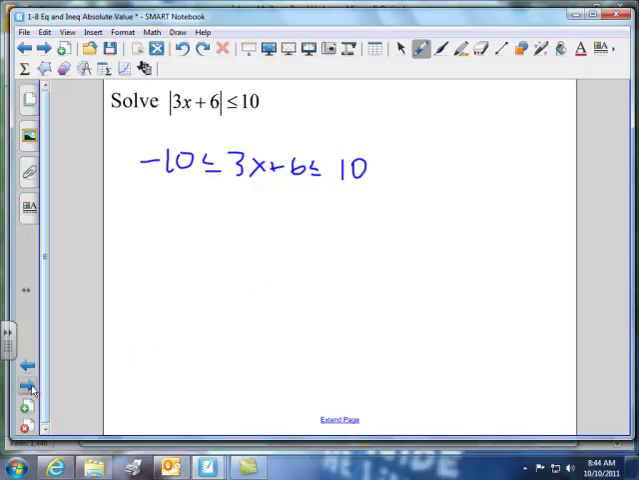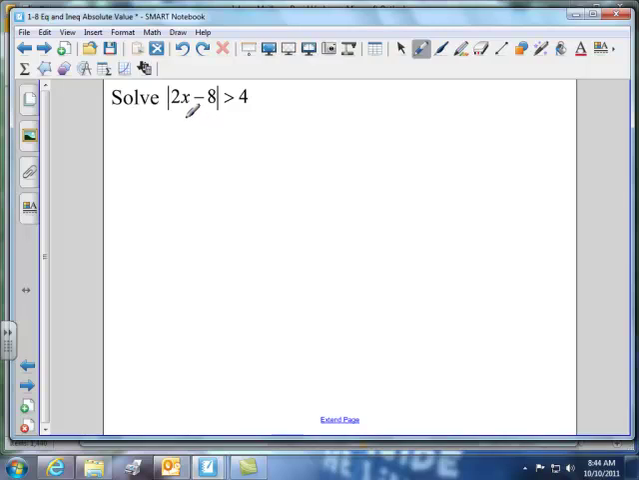Also, here's another example here. The absolute value of the quantity 2x minus 8 is greater than 4. Since this is a greater than sign, then we would write a disjunction. We would say that 2x minus 8 is less than negative 4, or 2x minus 8 is greater than 4.